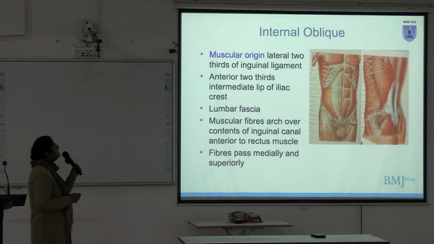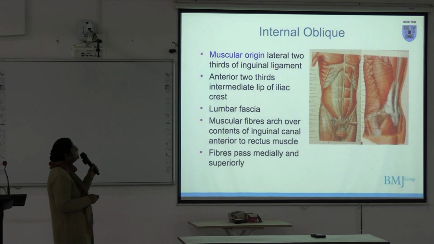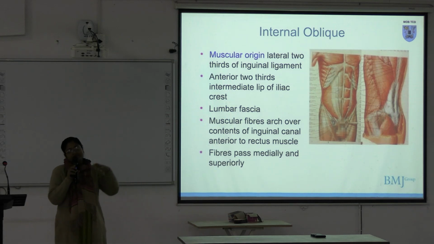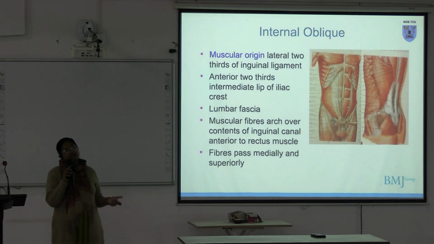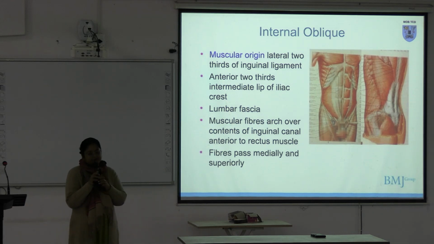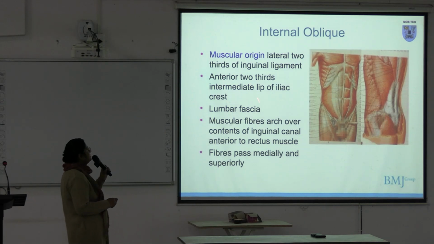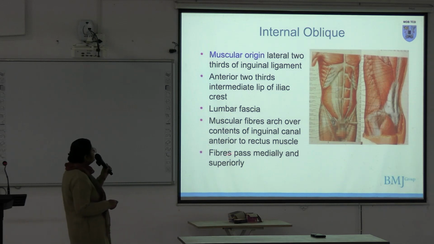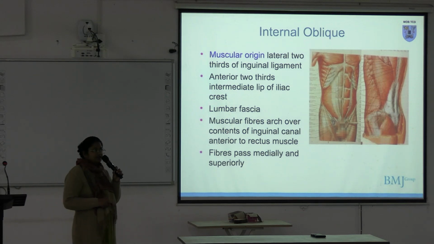Next we go to internal oblique. There is muscular origin from the lateral two-third of the inguinal ligament. Okay, we have discussed external oblique is originating upward, coming downward to insert in the iliac crest. Internal oblique is originating below from the iliac crest, inserting above. So anterior two-third of the intermediate lip of the iliac crest, lumbar fascia, and muscle fibers arch over the content of the inguinal canal anterior to the rectus muscle, forming the conjoint tendon, and fibers pass medially and superiorly. Okay, next.